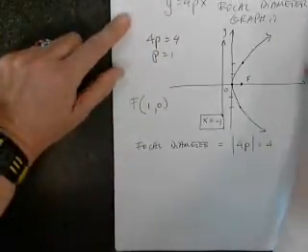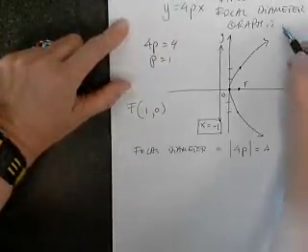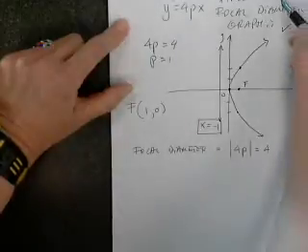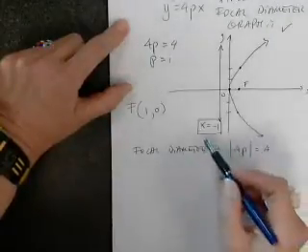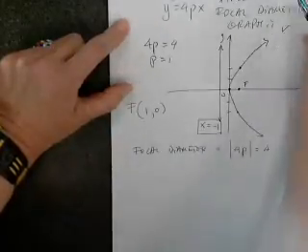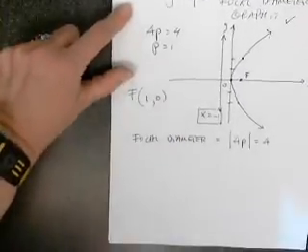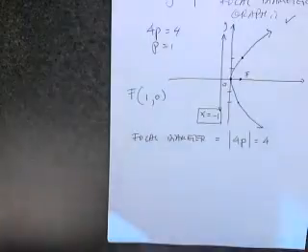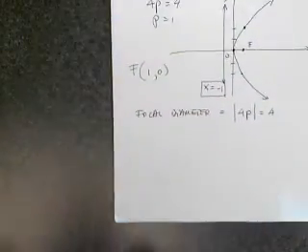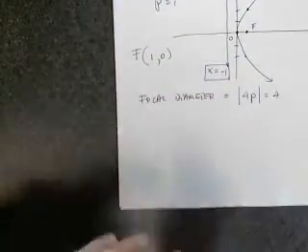So we have the focal diameter, which is 4. We graphed it. We have the directrix, which is x equals -1. And we have the focus, 1 comma 0. That's all I need for this.